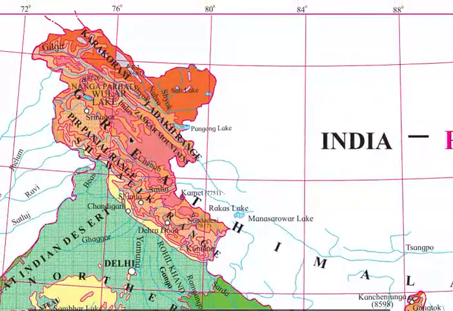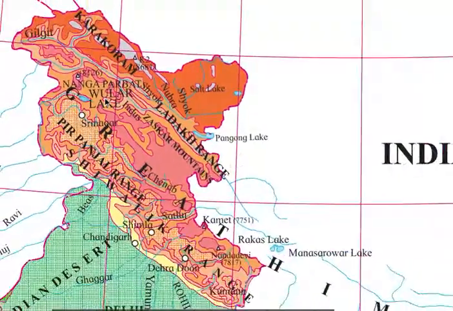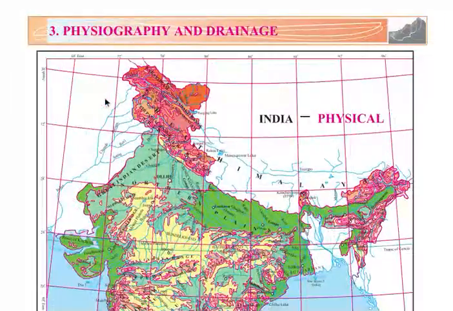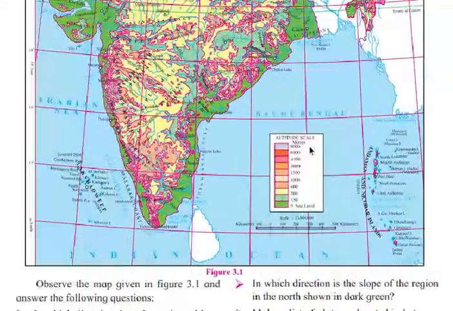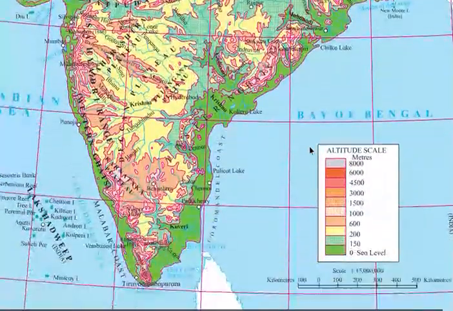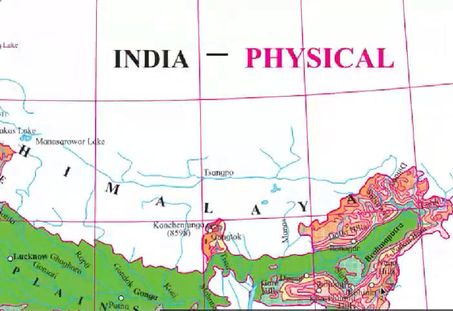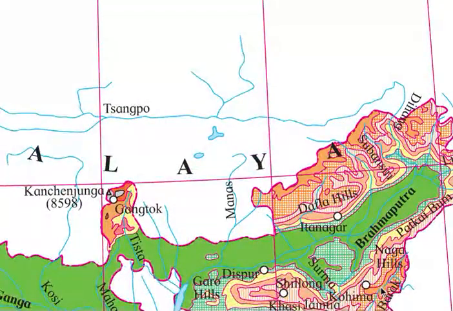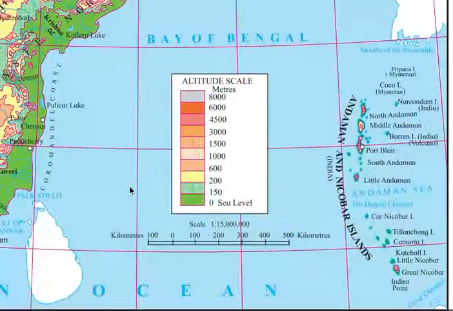Is there any color? There is no color, I think. Which direction? I think nearby north. You can say the north only. The regions with more than 6000 meters are near the northern side, which means here. Here also not. Okay, clear?